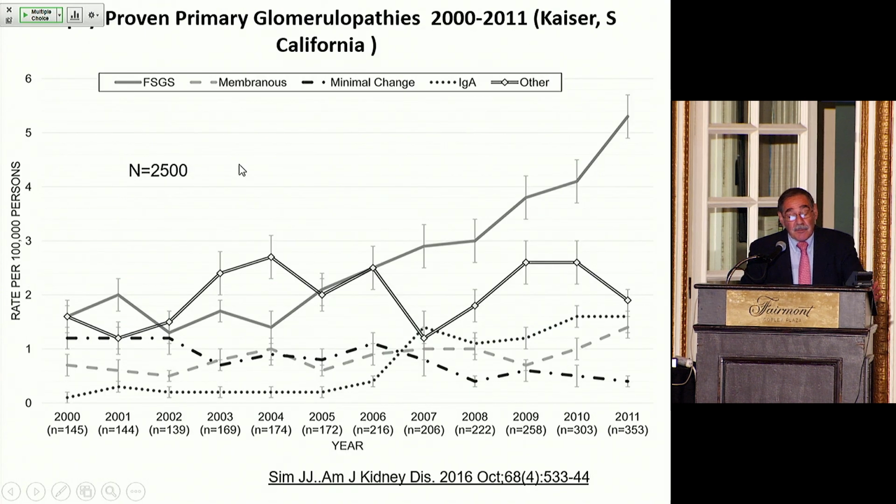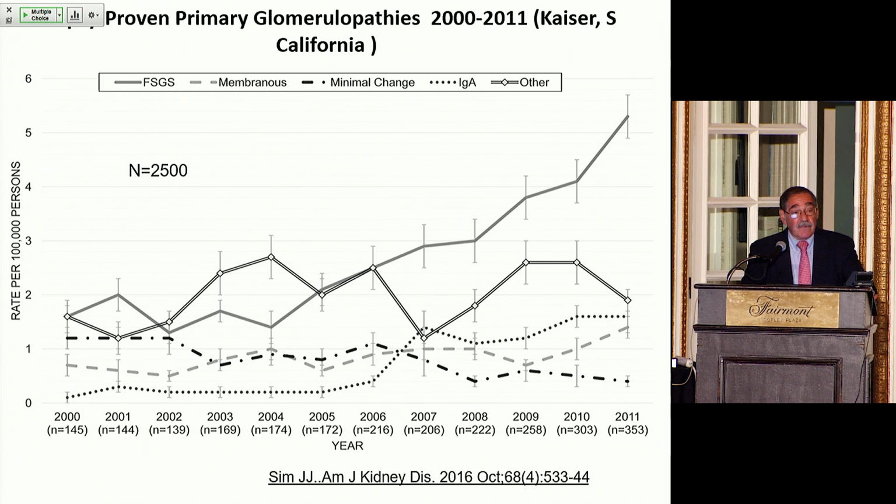This is taken from Kaiser Permanente, looking at 2,500 biopsied patients. What's the number one disease? Now, this is Southern California, Kaiser Permanente. The number one disease here is focal segmental sclerosis. And you can see it's running away with this versus membranous, minimal change, and IgA. Now remember, that is Southern California. That is a very diverse population.